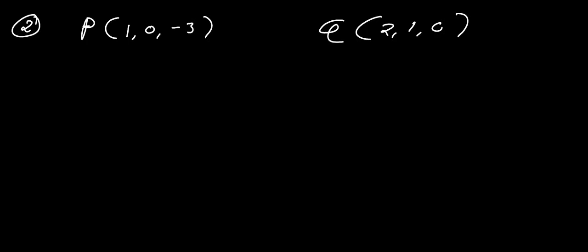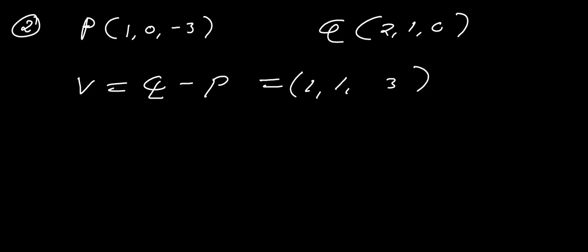The direction vector, like we're looking for PQ, is going to be Q minus P. So it's 2 minus 1, which is 1, 1 minus 0, which is 1, and 0 minus -3, which is 3, positive because we're subtracting a negative. Okay on this part?